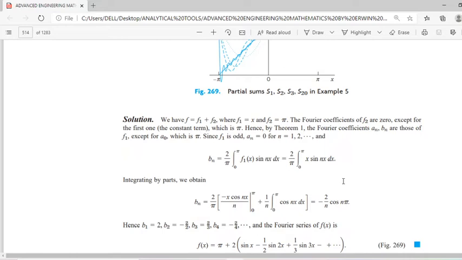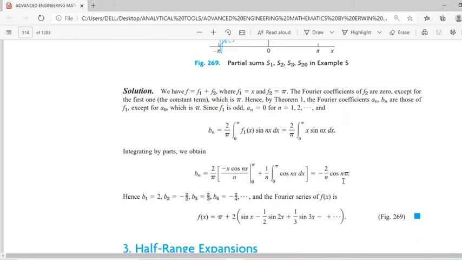And bn will be, what is bn for the function f1? 2 by pi into integral 0 to pi f1 of x sin n x dx, that equals 2 by pi into integral 0 to pi x sin n x dx. We can apply the rule of integration for the product of functions. That will be the first function into the integral of the second, minus the integral of the derivative of the first function into the integral of the second, in that range.